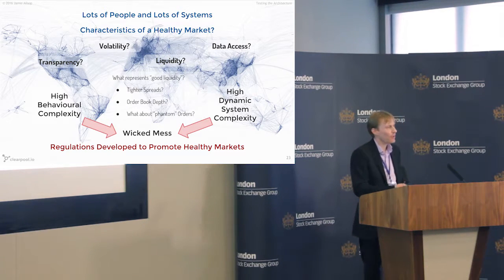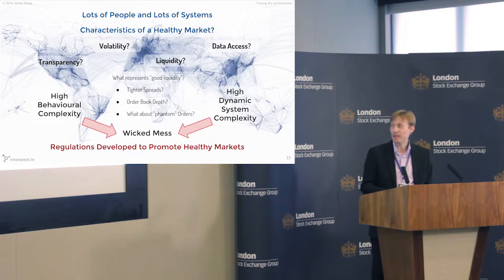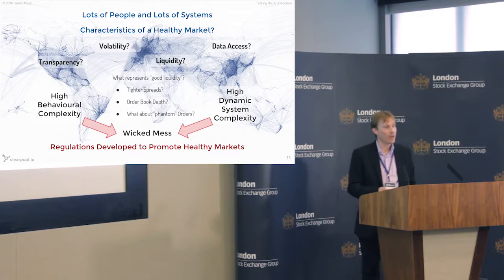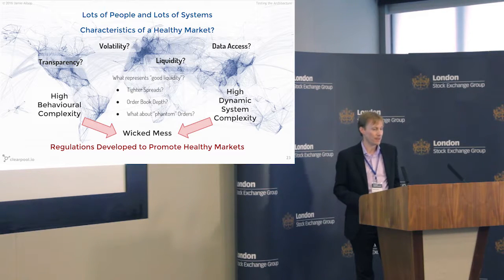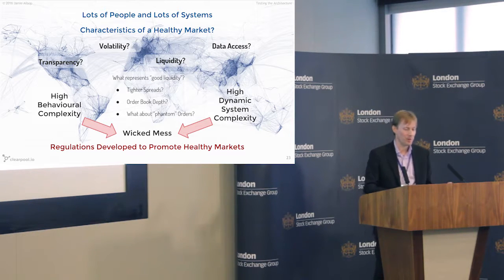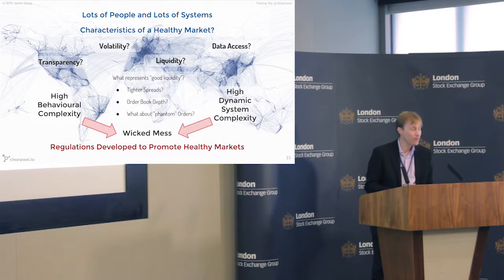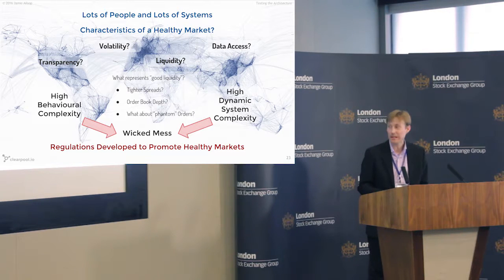So what we can agree on, though, is we have a high degree of behavioral complexity and a high dynamic system complexity. So what we have when we look at our domain that we work in is we have a wicked mess, right? We've got lots of regulations, lots of opinions, lots of systems, lots of people. And obviously, regulations are promoted as the solution to this problem, but clearly they're not.